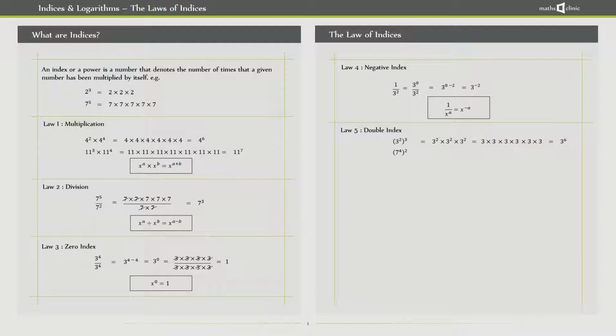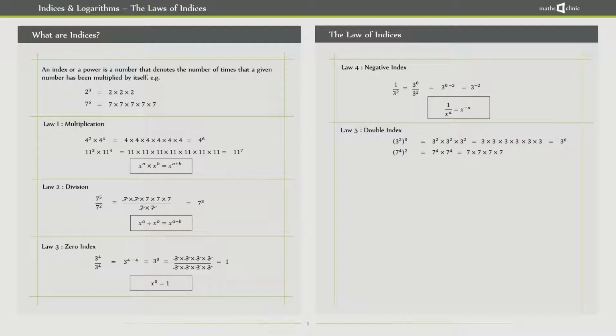Let's try another double index. Let's say you have 7 to the power of 4 to the power of 2. This is 7 to the power of 4 multiplied by 7 to the power of 4. When you expand this out, you have 7 times 7 times 7 times 7 multiplied by 7 times 7 times 7 times 7. When you work this out, you have 8 sevens there. This is 7 to the power of 8.